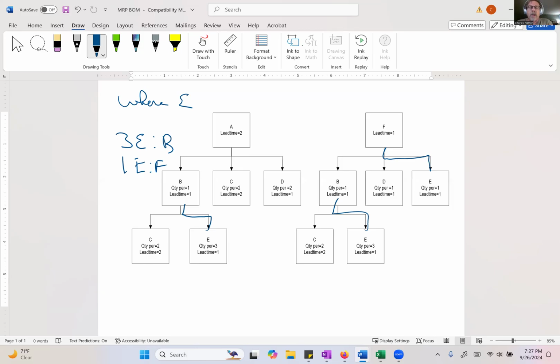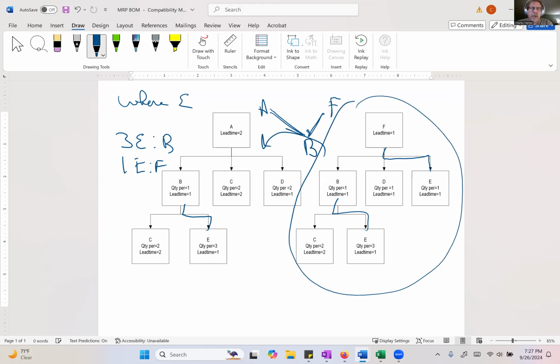Tuesday, and we have to remember that when we all did B, B got its demand from A and F. So when we did B, we collapsed, or brought together, A and F. It's almost like putting this picture on top of this one, and we did both B's together. Is that ringing a bell?